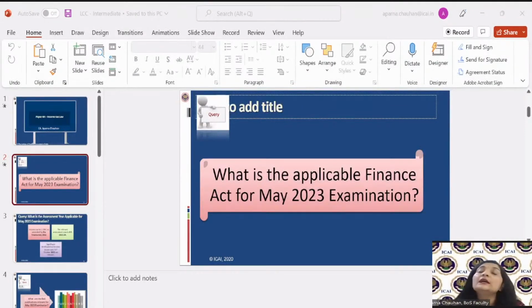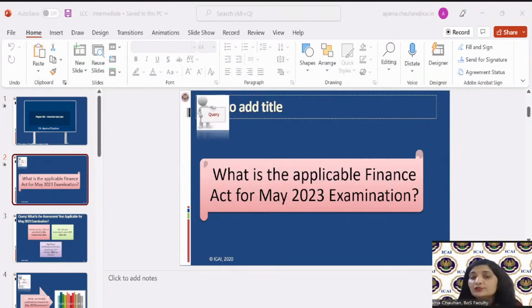What is previous year? The previous year is the year in which you earn the income, and that income is going to be assessed in the assessment year. So for you, which is the relevant previous year? Ashwin already answered that previous year 22-23 is the previous year for the assessment year 23-24.